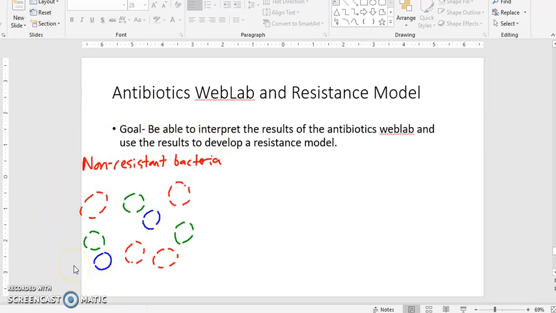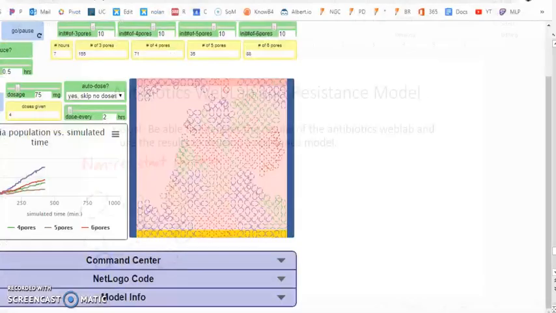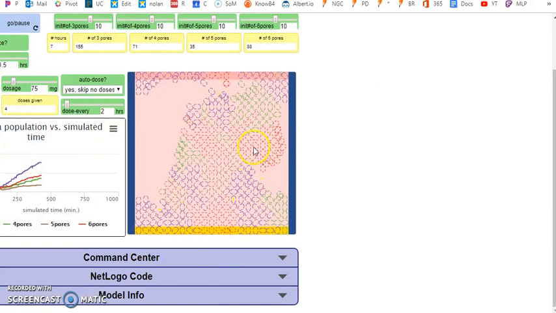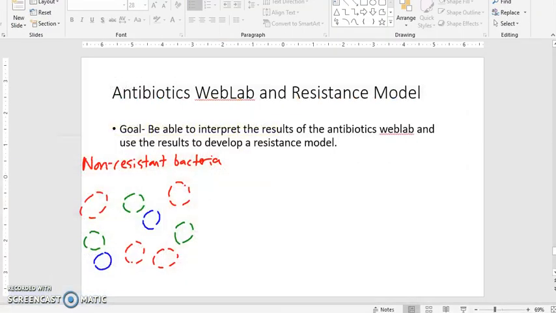That's what we started with, right? We would not say that we started with resistant bacteria. However, not all the bacteria were the same. When we looked over here, remember, we didn't start with all the same color. We actually started with kind of a mix, and these different bacteria are all a little bit different. I've tried to color code these according to the model.